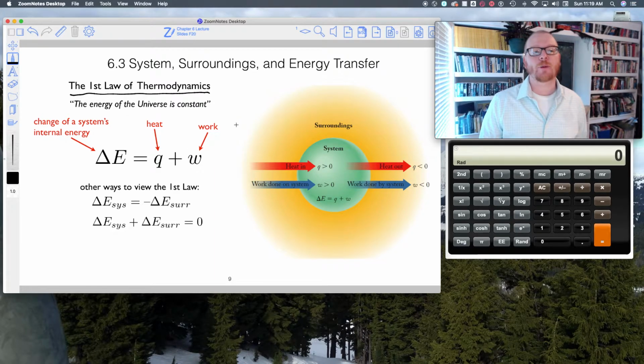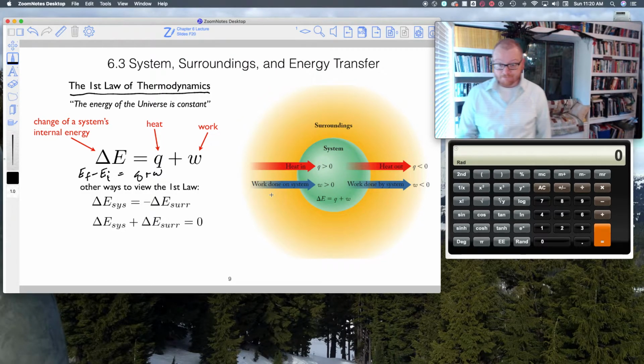So the first law of thermodynamics says the energy of the universe is constant. So that's one way to view the first law. The mathematical definition of the first law is the following. Delta E, which we remember is E final minus E initial, equals heat plus work.